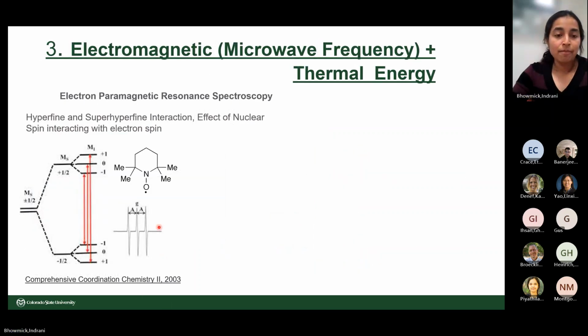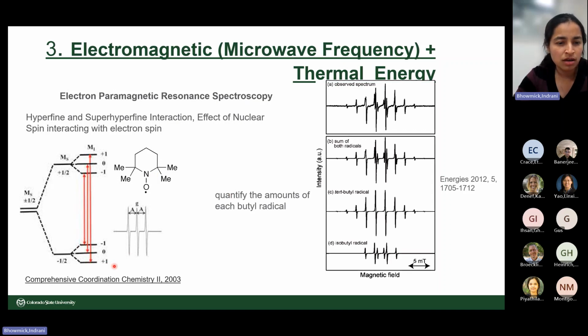But to make it a little more refined, we can also see hyperfine and super hyperfine interaction here, which is the effect of a nuclear spin interacting with the electron spin. In this case, nitrogen has a hyperfine interaction with the electron, and so you will see a little more splitting on those. First, this is the electron, and then you will see the hyperfine interactions, and you will see some more splitting of those. And you can see those peaks very precisely as well.